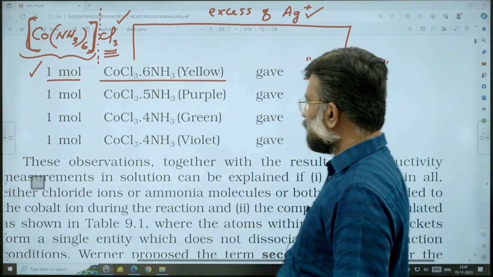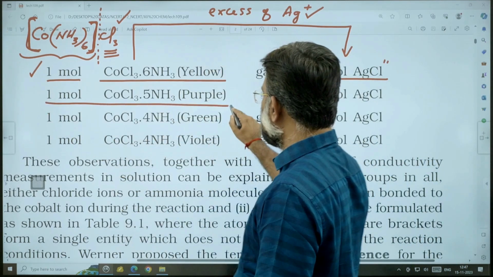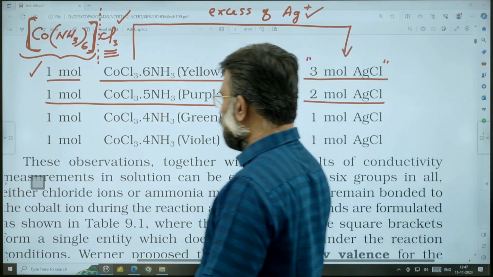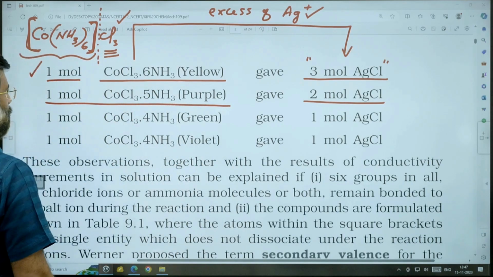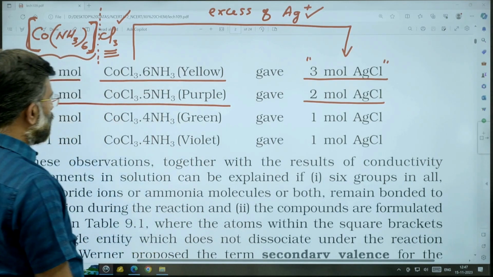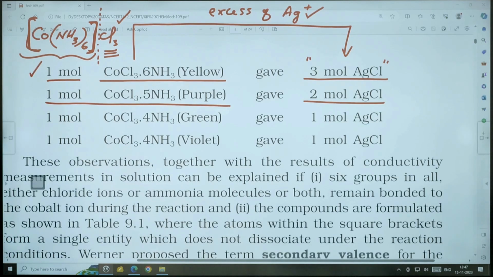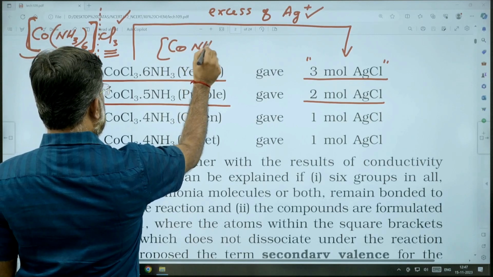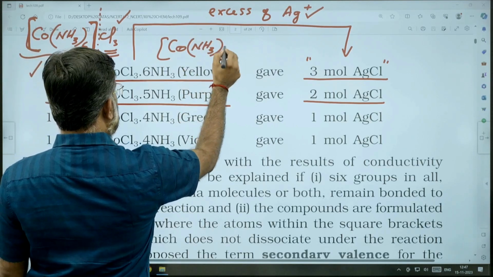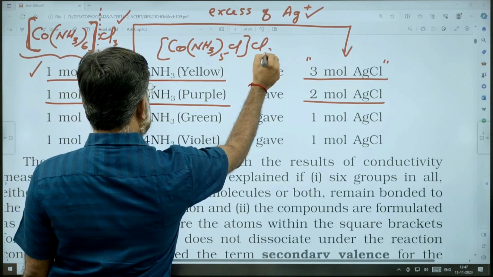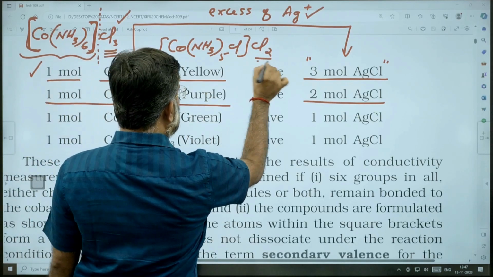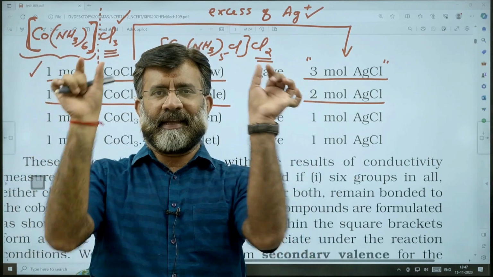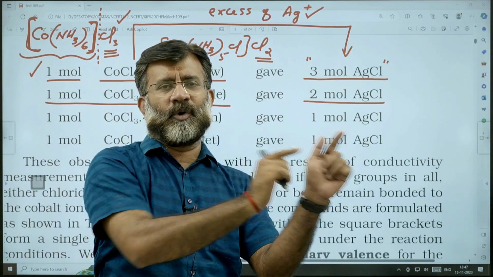Now, the second case, a similar compound, 1 mole taken, purple colored compound, it gave 2 mole AgCl. What could be the formula of the complex? CoCl3, 5 ammonia. What could be the formula? [Co(NH3)5Cl]Cl2. Only 2 chlorine available outside the coordination entity. Outside that square bracket, there is 2 chlorine available.